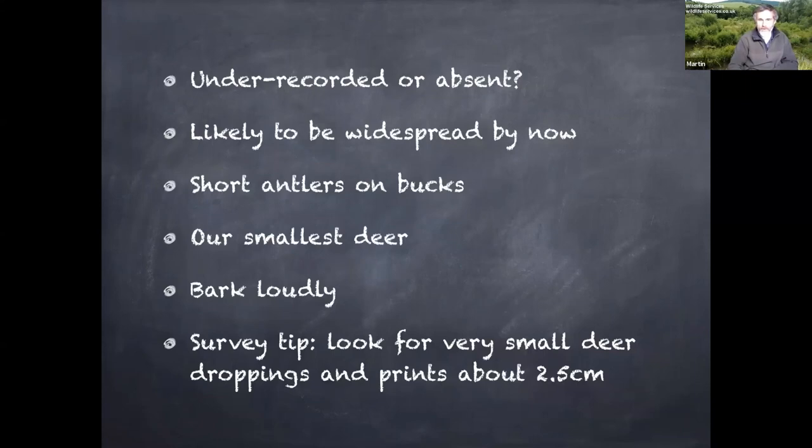The bucks have got short antlers. The females don't have antlers at all. These animals also bark, but not quite the same as a roe deer. So if you find very small deer droppings, which are fairly distinctive usually, and deer prints at about 2.5 centimeters, an inch, then you may well find muntjac there. Well worth recording because we really don't know where they are.